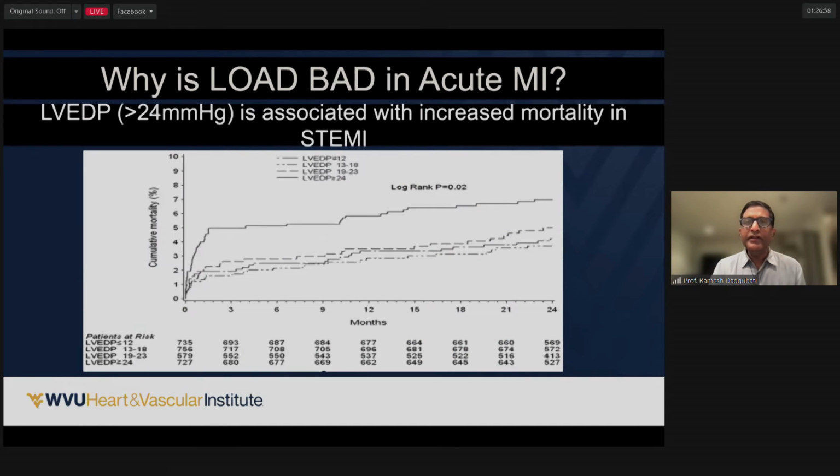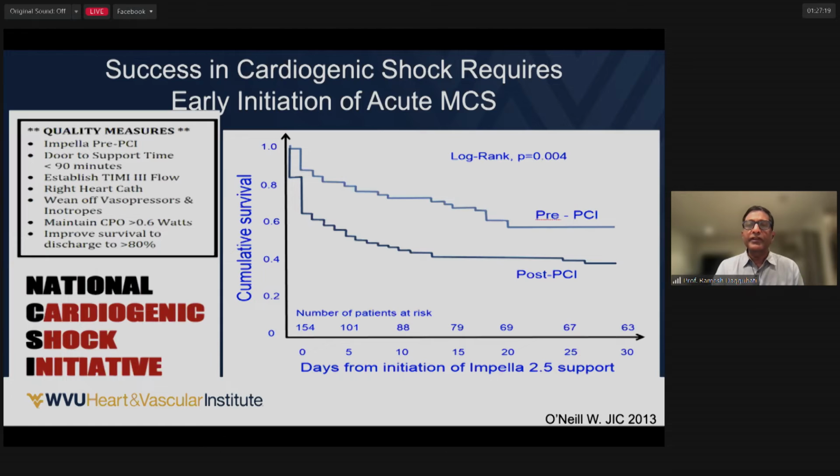And why is LV load bad? Meaning if there is elevated end diastolic pressure, as you can see here, the cumulative mortality can be about 8% or so in the same group of STEMI population. But if EDP is less than 12, the mortality comes down to about 2.5 to 3%, which is significant. And so, who are the patients who should be given acute mechanical circulatory support?